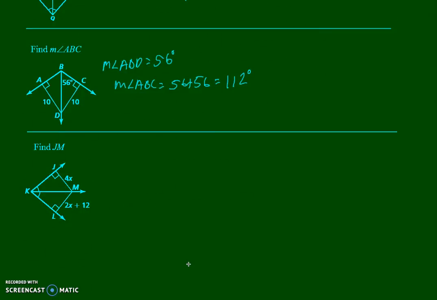So the last one, we can see that ray KM is the bisector of angle JKL, and so point M is equidistant from the sides. So we know that 4x equals 2x plus 12. Let's subtract the 2x. 2x equals 12. X equals 6. We're looking for JM, so 4 times 6 is 24.